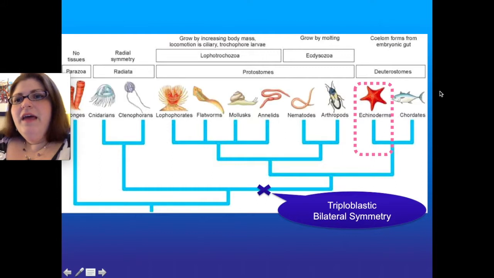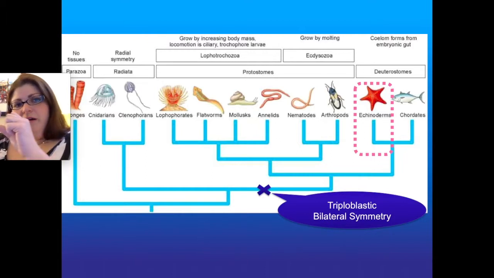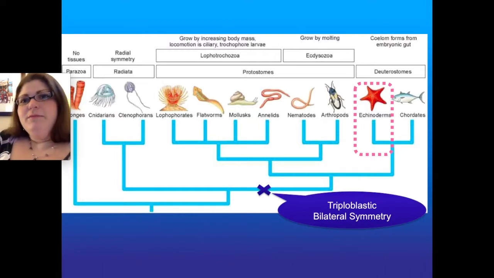You may also notice that right next to them on the cladogram are chordates, which include us and other vertebrates. And even though we're so very, very different, what we have in common is that we are both deuterostomes. We express deuterostome development, meaning our mouth develops second and our anus develops first. So pushing upwards, up through from anus up to mouth as we develop.